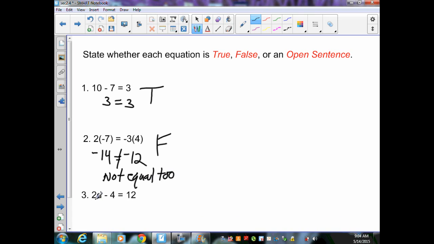Number three, 2d minus 4 on the left side is a variable expression. On the right side, a numerical expression. I don't know if it's equal because I don't know what the value of d is. I also don't know if it's false because I don't know the value of d. Therefore, this is an open sentence.